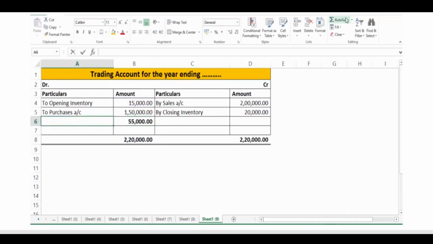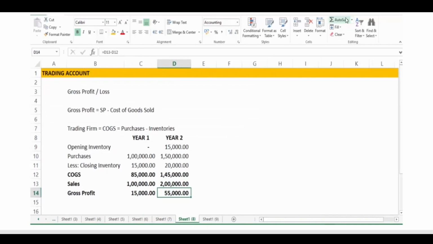So what is this? This is nothing but gross profit, and this gross profit is basically carried down to profit and loss account, right? And I hope this 55,000 also tallies with the calculation we have here.